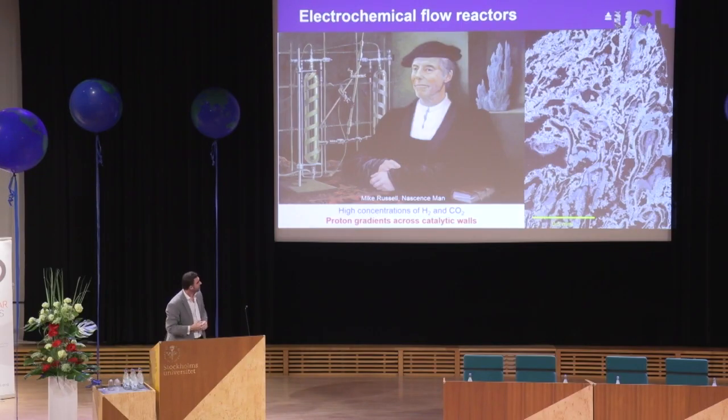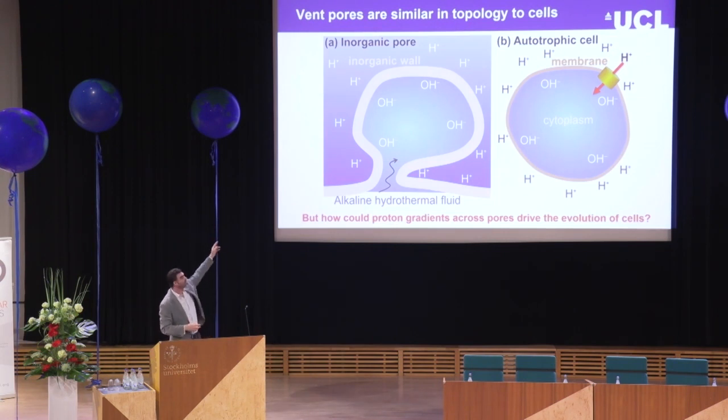That's the idea. It's an electrochemical flow reactor, in effect. This is the conception: you have a pore. On the inside, it's alkaline with the alkaline hydrothermal fluids. On the outside, there's a relatively high proton concentration. And on the right-hand side there, you can see Mitchell's conception of a cell. So the topology is very similar. You have protons outside, hydroxide ions inside, and a barrier between the two. But that is simply an analogy. It's a big question. Can we somehow go from one to the other? Is there any way?